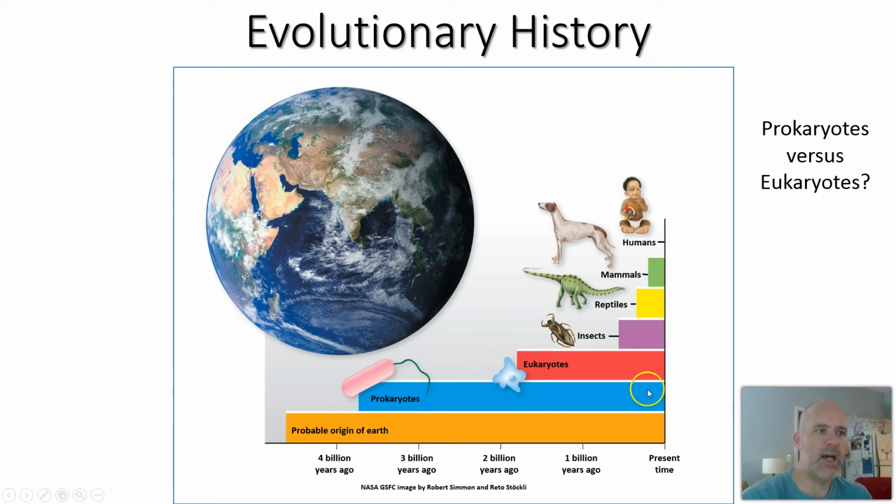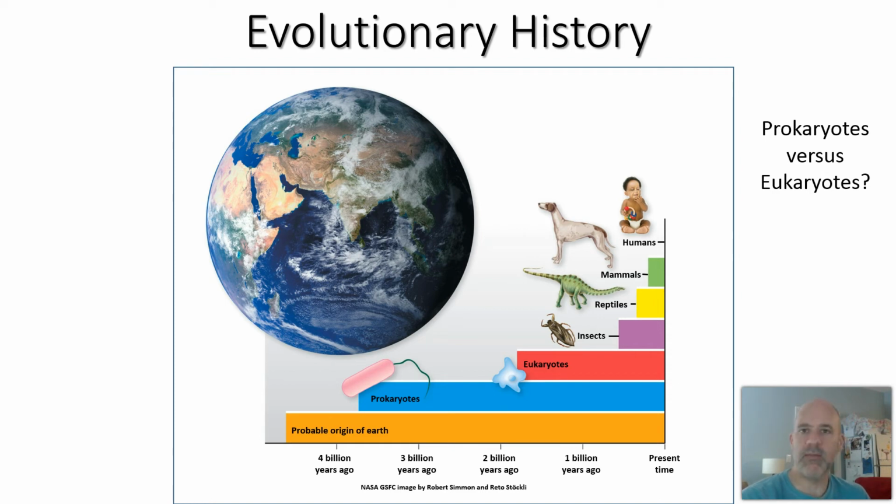We've got a timeline here, and what this timeline is showing you is that the Earth is believed to be about 4.5 billion years old. So that's a long time. The universe is thought to be about 13 billion years old.